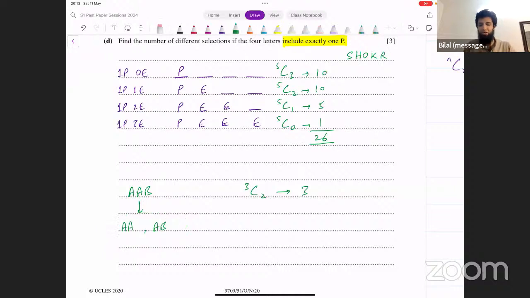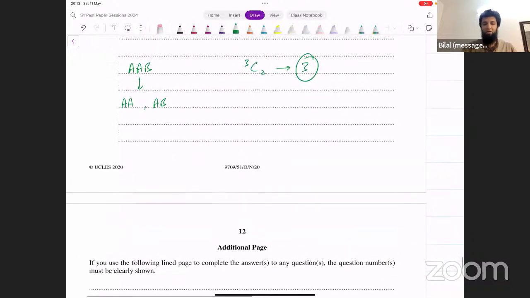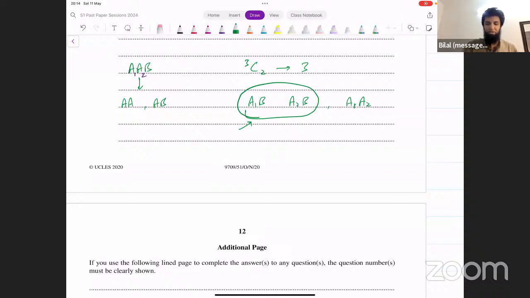But if you do 3C2 for selecting 2 letters out of these 3, that gives you 3, and that's wrong. The reason for that is 3C2 assumes that all of these letters are different. So 3C2 is assuming that this is A1 and this is A2. So 3C2 is giving you 3 possible combinations, and they are A1B, A2B, and A1A2. But we know that these 2 are actually supposed to be the same. Since these are supposed to be the same, they have to be counted as 1.